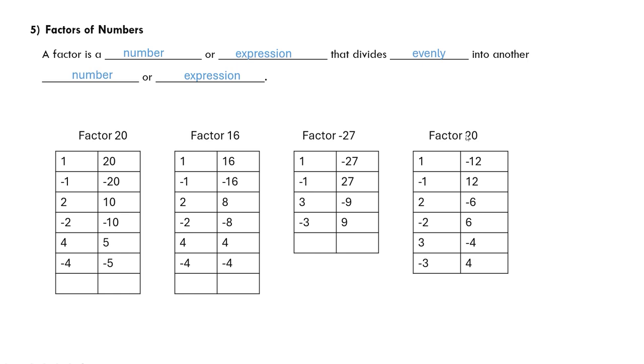Here, there's a little mistake. I believe this is supposed to be the factors of negative 12. 1 times negative 12, negative 1 times 12, 2 times negative 6, negative 2 times 6, 3 times negative 4, and negative 3 times 4 will all give you a value of negative 12, which this should be reading right here.